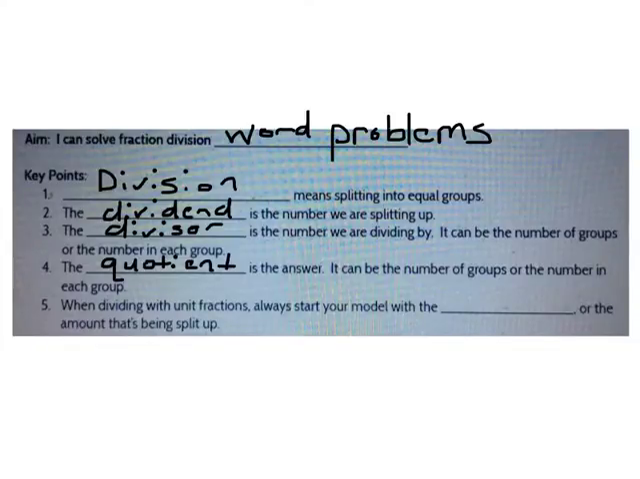When dividing with unit fractions, always start your model with the dividend, or what is being split up. If the dividend is a whole number, start with a whole number. If the dividend is a fraction, start with a fraction.